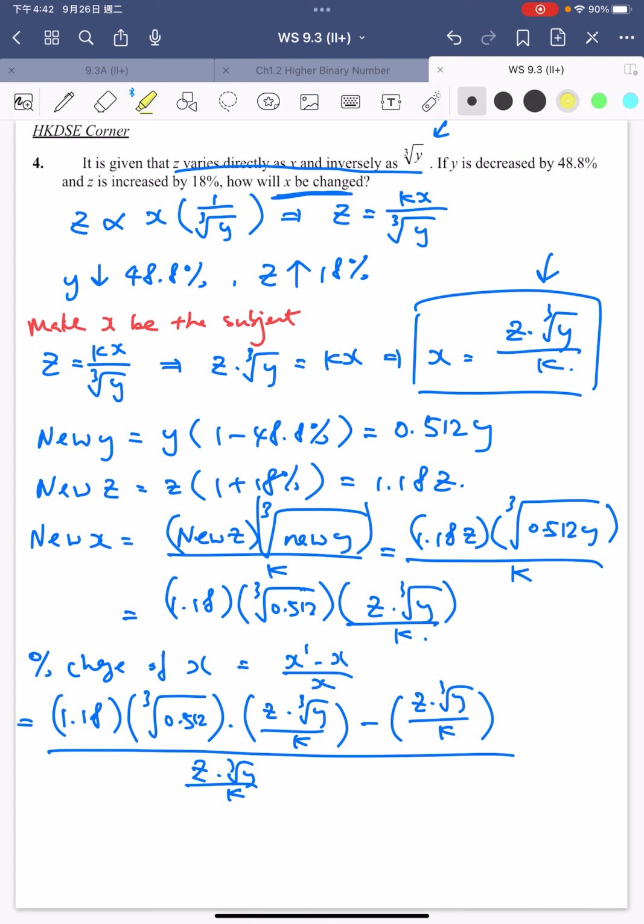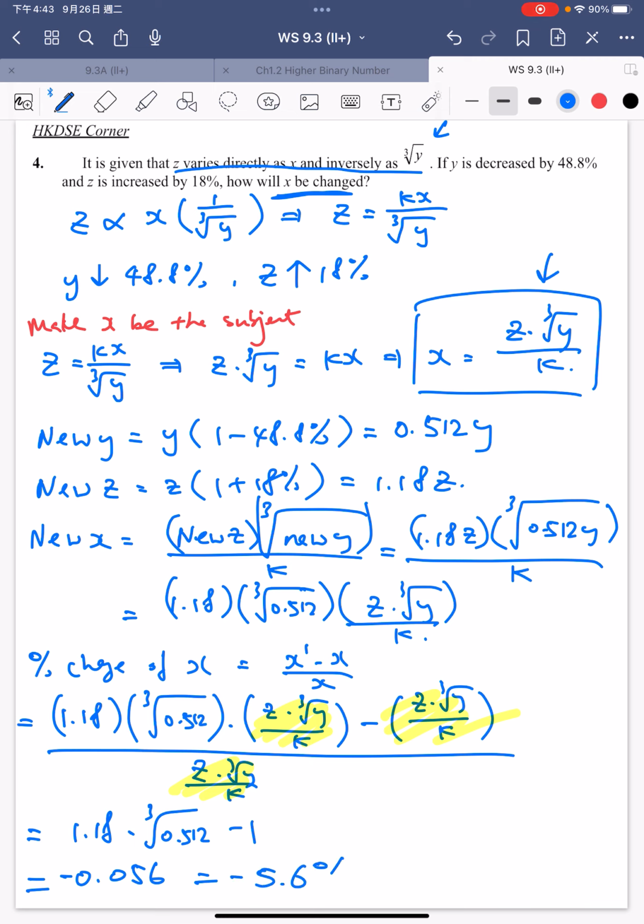So again, we're doing the same thing again and again, isn't it? This is our common factor. We take it out and eliminate it with the denominator. So the answer is 1.18 times the cubic root of 0.512 minus 1. Using your calculator, you'll get negative 0.056, and changing back to a percentage, we have negative 5.6%.